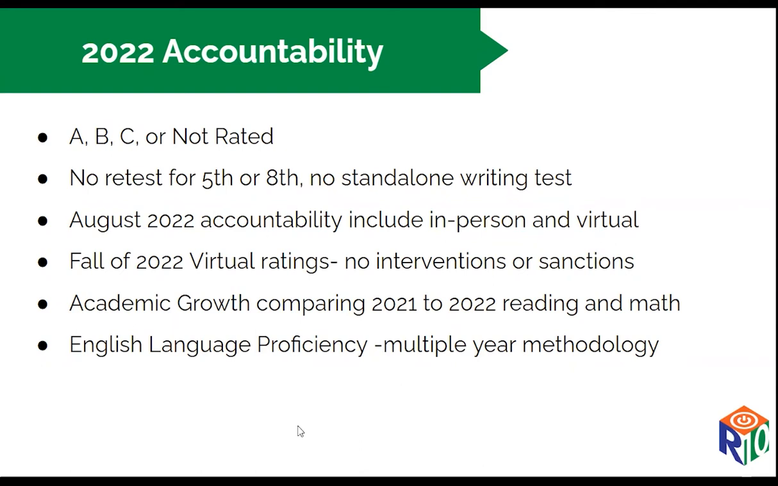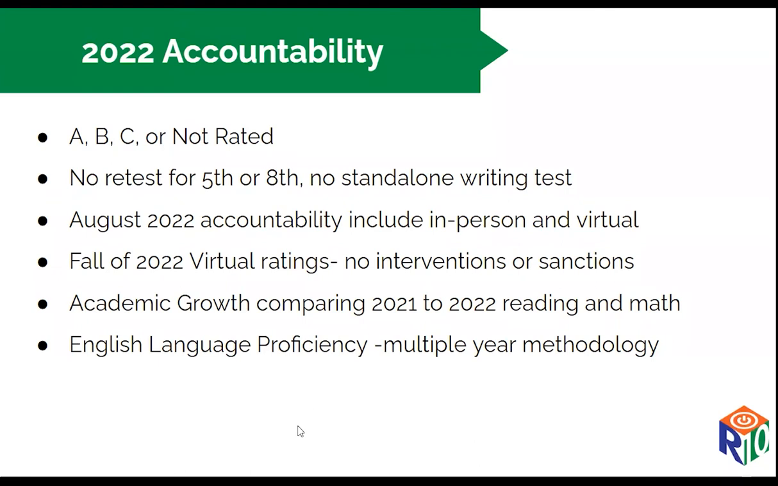There is no retest or the standalone writing test. We saw some changes to assessment this year. There will be some in-person and virtual accountability reporting in August here. And then if you see down there that fall of 22, those virtual ratings, there's not really any interventions or sanctions. It's just reporting. And then the growth is going to compare that 21 to 22 reading and math.